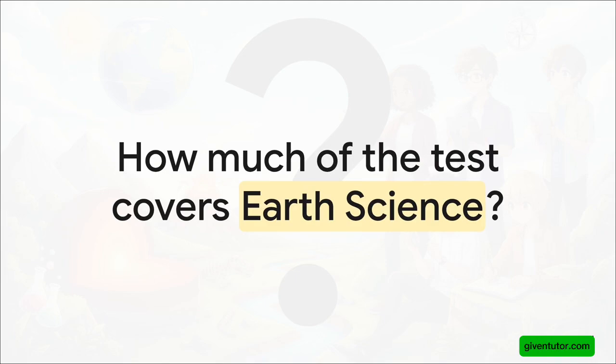Moving fast, question 2. How much of the GED science test covers Earth and space science? A, 10%, B, 20%, C, 40%, or D, 50%? Let's show the work mentally here. Remember that life science and physical science are the really big, heavy chunks of the test. Earth and space is a smaller but still super crucial slice of the pie. So which percentage makes the most sense? Lock it in.